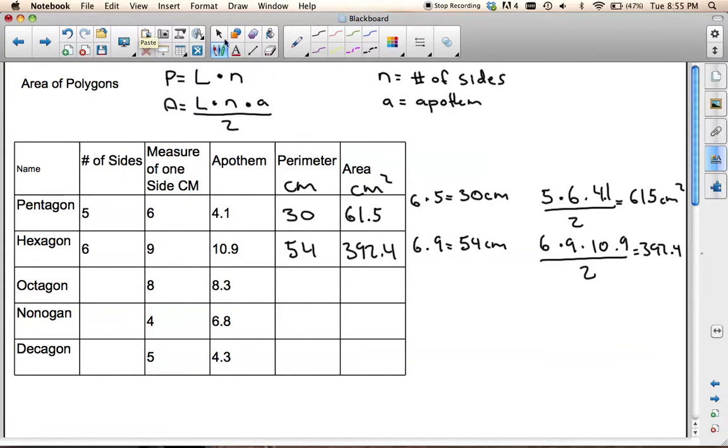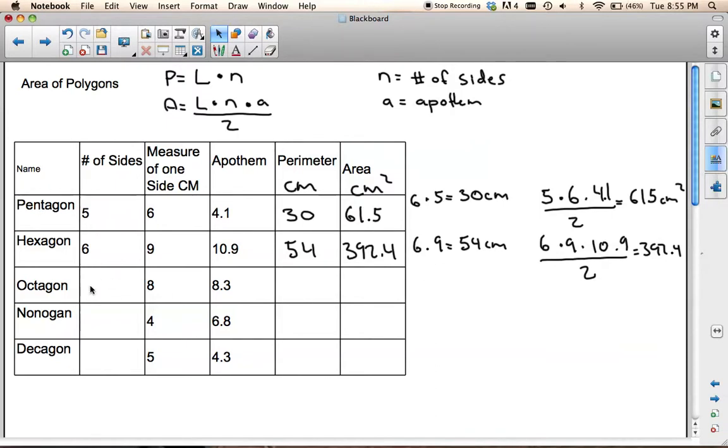So if we continue on, we have our octagon. Now at this point, I suggest you guys maybe pause the video and try and use the formulas to solve the rest of these. What I'm going to do right now is fill these in. So pause the video, use the formulas at the top to find the area and the perimeter of an octagon, a nonagon, and a decagon. If you pause it now, when you press play, I will have the rest of the answers. So hit pause now.